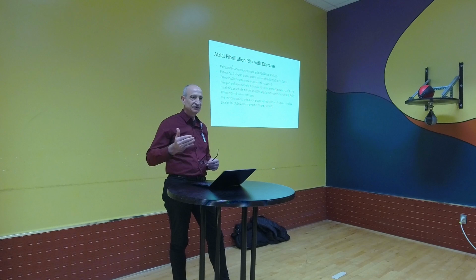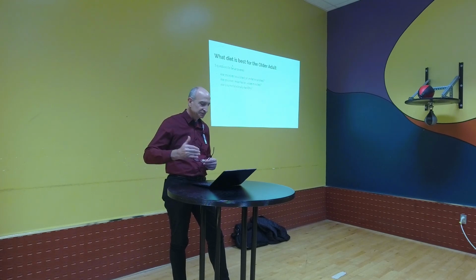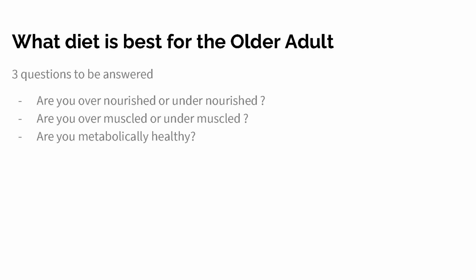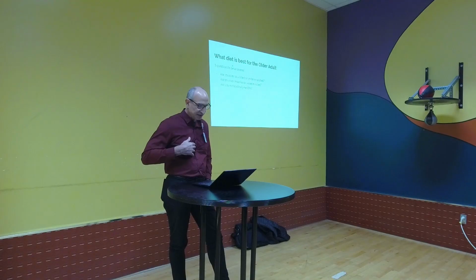One is, are you overnourished or undernourished? Two, are you under muscled or over muscled? And then three, how metabolically healthy are you? When we talk about metabolic health, we look at somebody's waist circumference, their blood pressure, their liver enzymes, triglycerides, and HDL. The biggest changes to the American diet over the last 40 years has been the elimination of animal products.